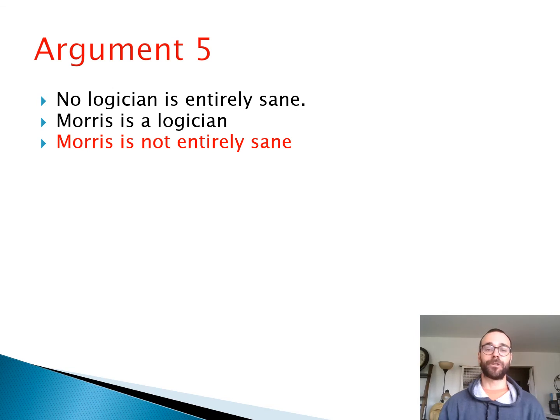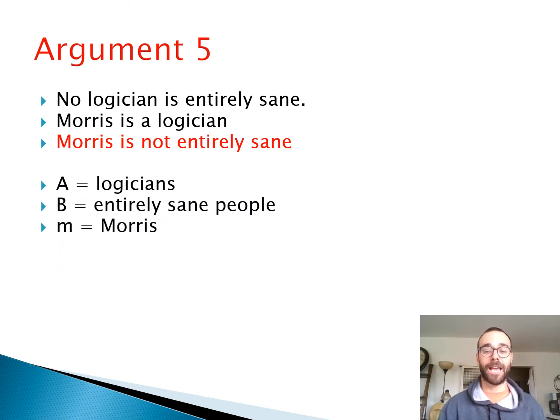How do we know? Because no logician is entirely sane and Morris is a logician. So now when we assign predicates, remember that a name is not one of the predicates. That is going to be one of the lowercase letters that fall within the predicates, within the circles. And so here we only have a 2-circled Venn diagram. We have logicians and sane people, and then we have Morris, lowercase m, where we're going to place inside or perhaps outside of these circles.